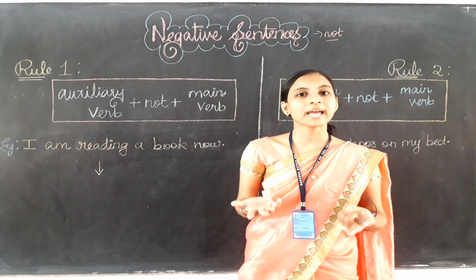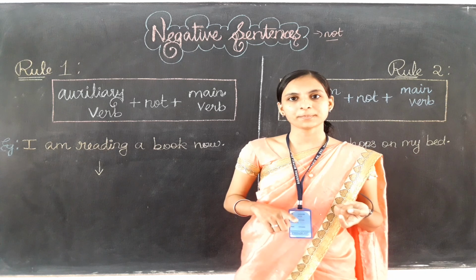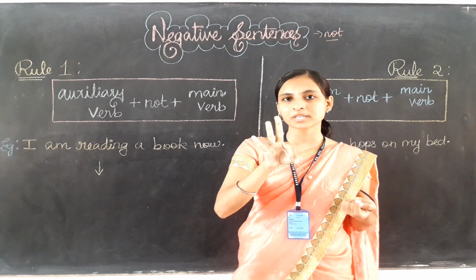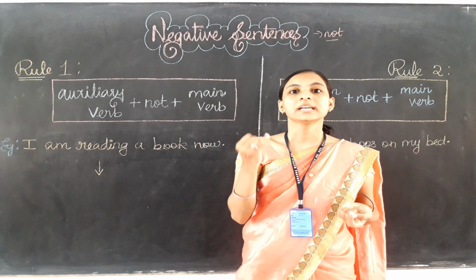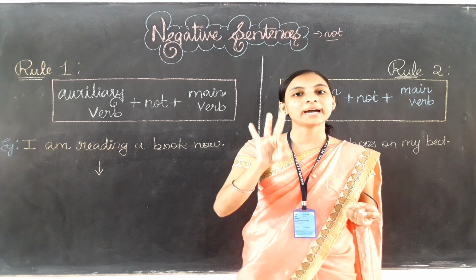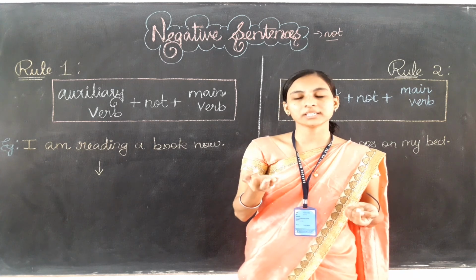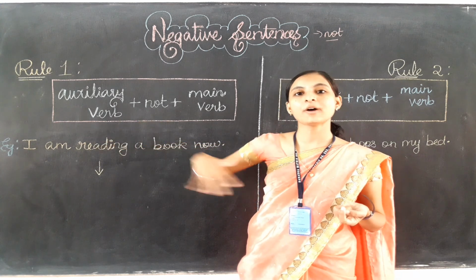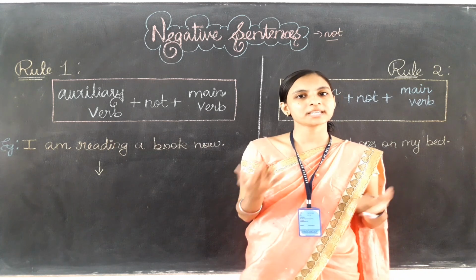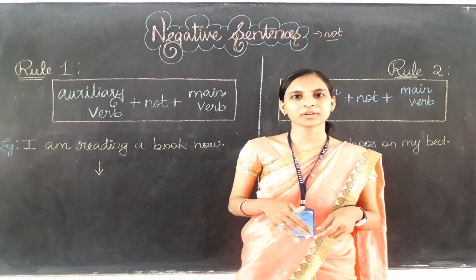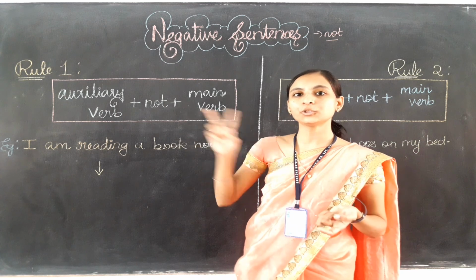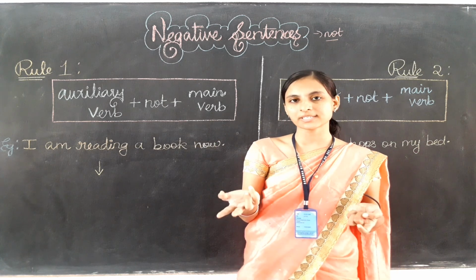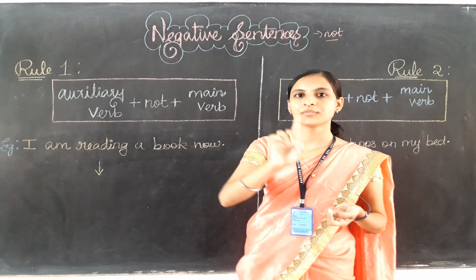Okay, so what are auxiliary verbs? Yes, they are helping verbs, and we have learned three forms of auxiliary verb, that is be form, do form and have form. So with the usage of auxiliary verb, how can we make the positive sentence into negative, that we are going to learn. Already I said there are two rules. Let's learn about the first rule first.